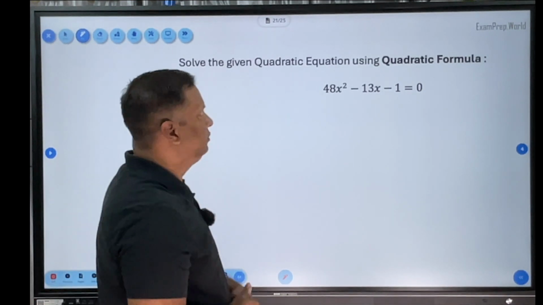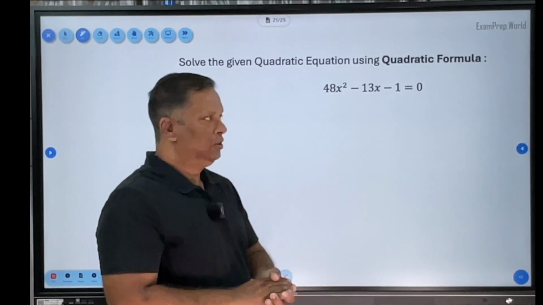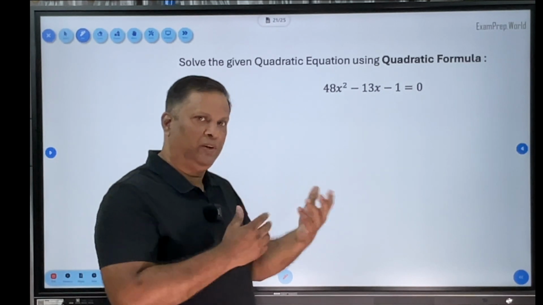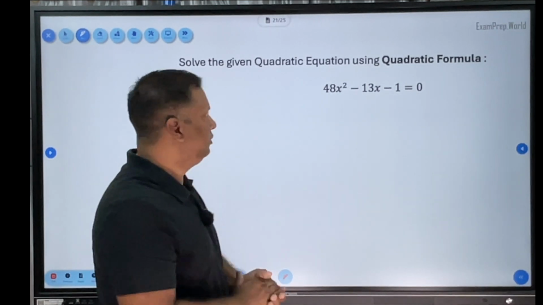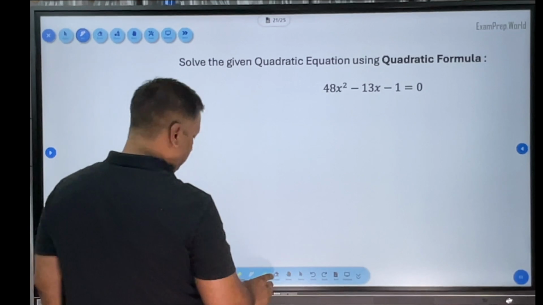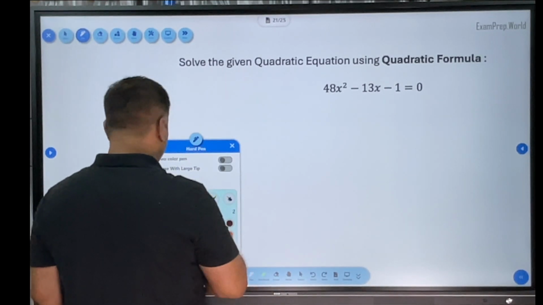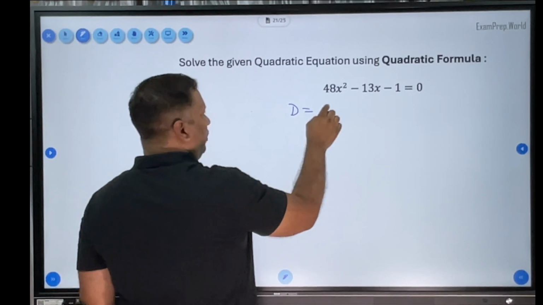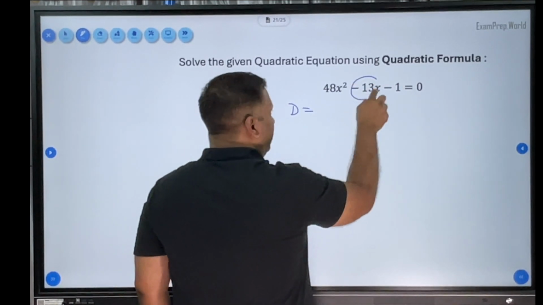We have one question here using the quadratic formula. So find d first. My suggestion is always find d before even inputting into the formula. So let's find d, because we will use d there. So d for us is b square. What is b? B is negative 13.